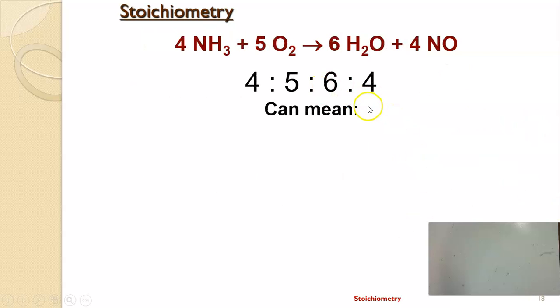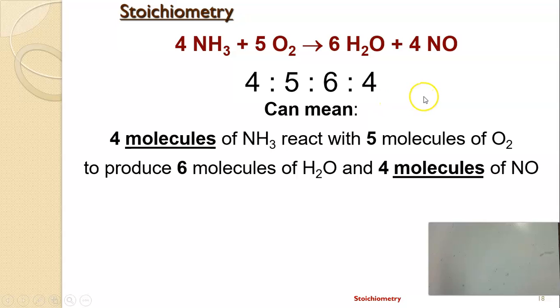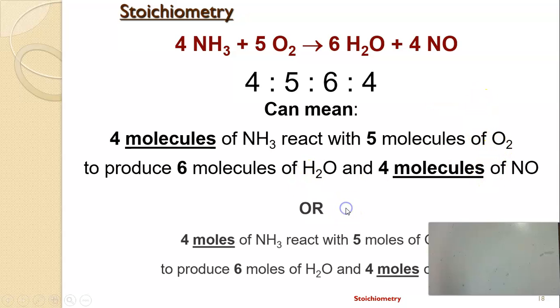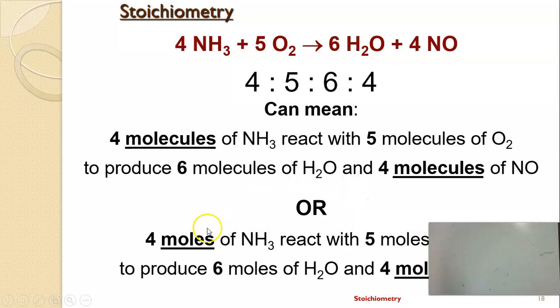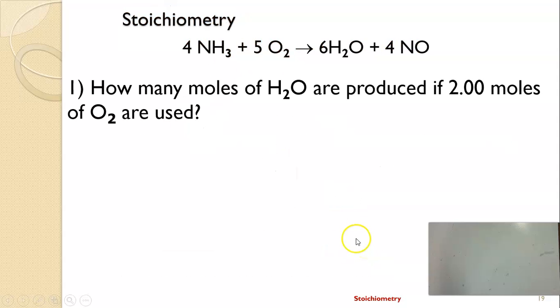4 to 5 to 6 to 4 can mean a couple of things. It can mean 4 molecules of ammonia react with 5 molecules of oxygen to produce 6 molecules of water and 4 molecules of NO. Or it can be 4 moles and 5 moles and 6 moles and 4 moles. It could mean molecules, or it could mean moles. Moles makes more sense. Molecules is too tiny. We use moles.